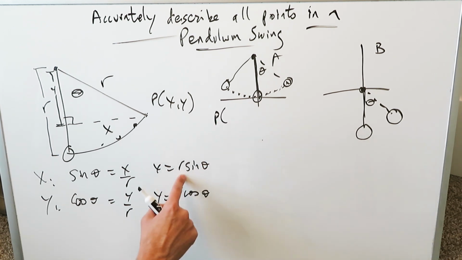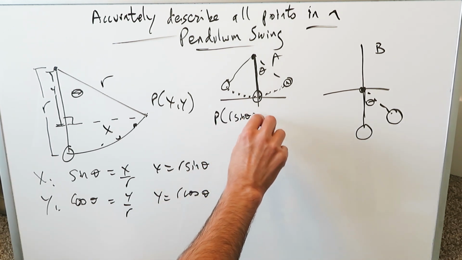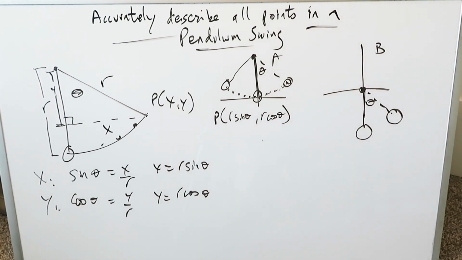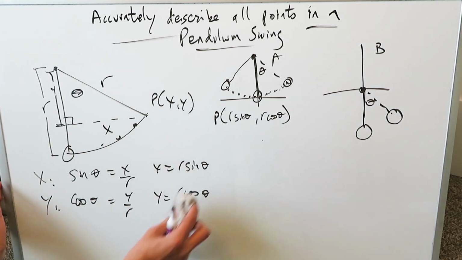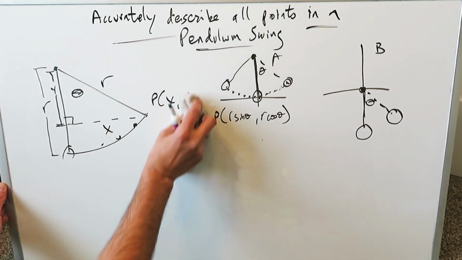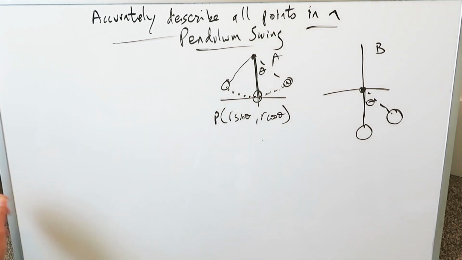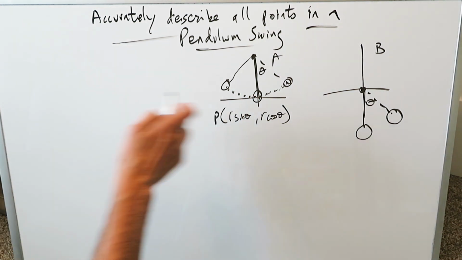The point x will be r sine theta, and the point y will be r cosine theta. In that I have demonstrated for you using right triangle trigonometry. Here the vertex is located above the origin, the bob is located at the origin. Now let's look at case number B.